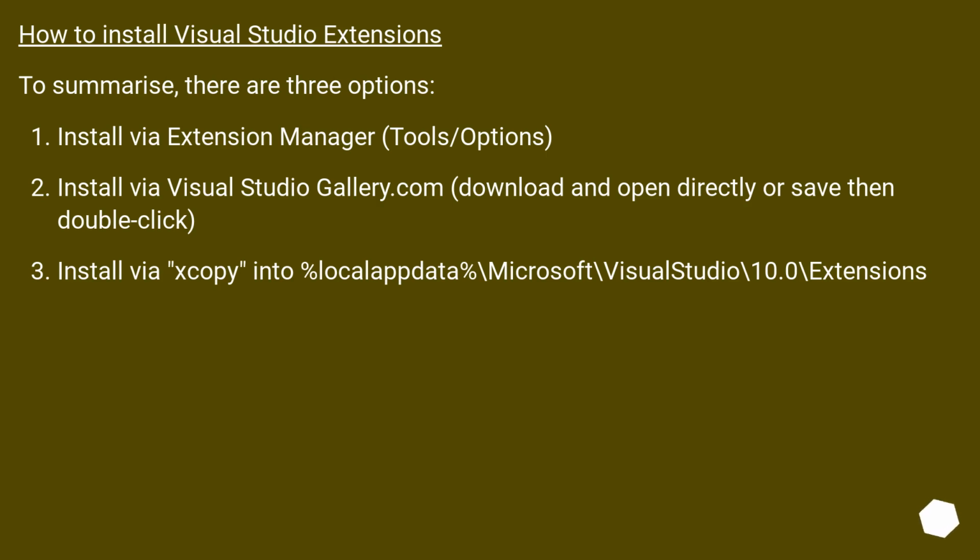How to install Visual Studio extensions. To summarize, there are three options. Install via Extension Manager, Tools/Options. Install via visualstudiogallery.com: download and open directly, or save then double-click. Install via copying into %LocalAppData%.